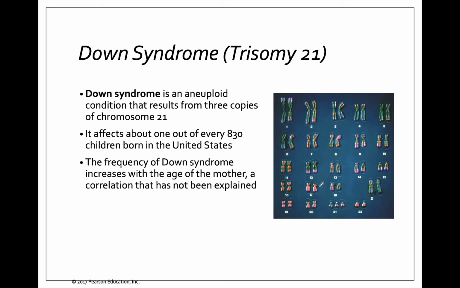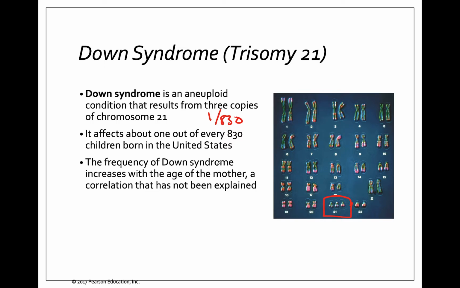So you can see in this karyotype, we've got chromosome number 21 down here, and it has 1, 2, 3 of those instead of the normal 2. This is the most common and the most well-tolerated trisomy in humans. It's about 1 out of 830 births.